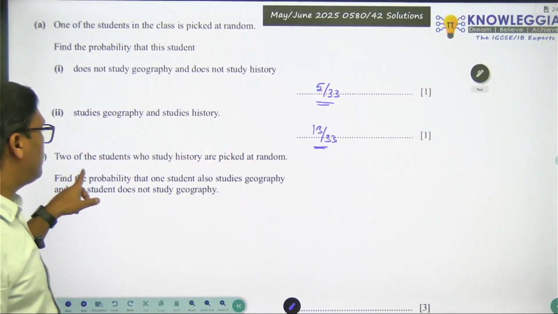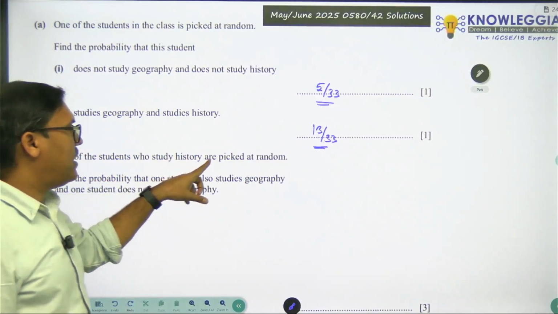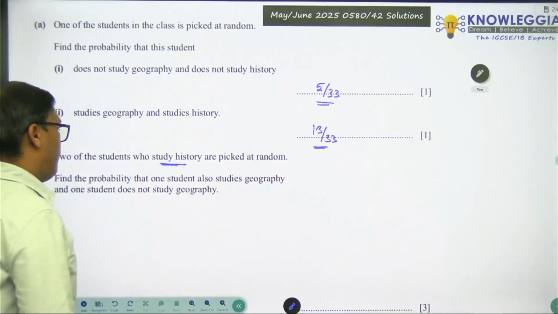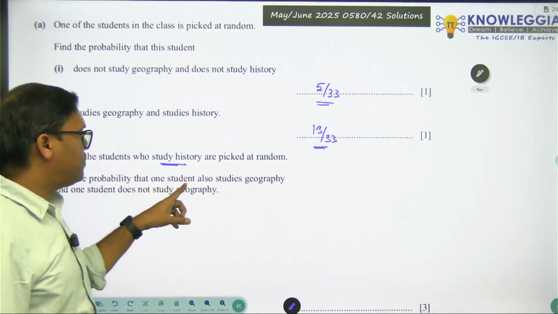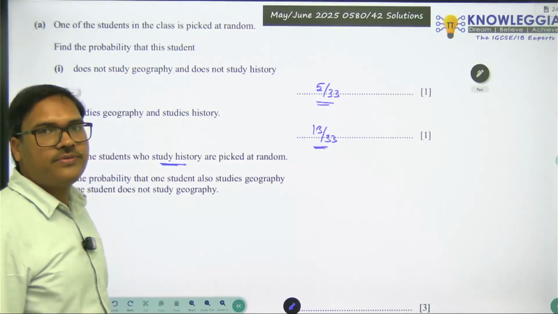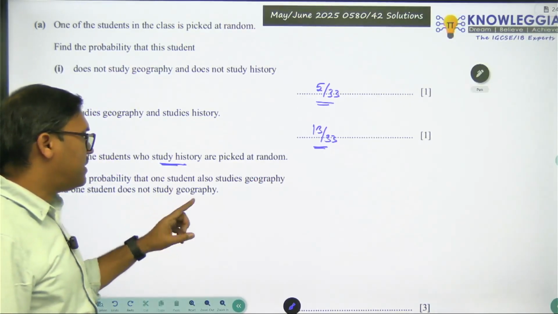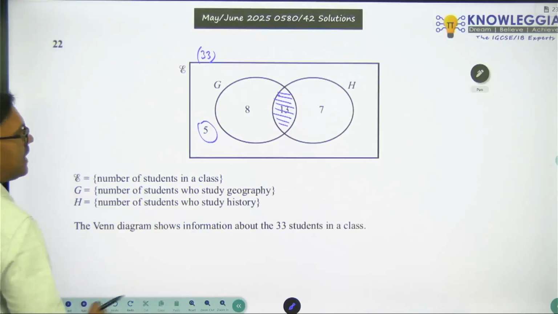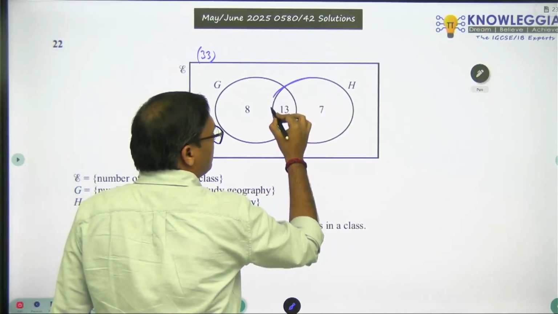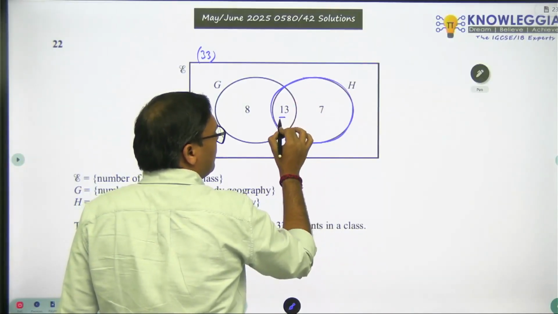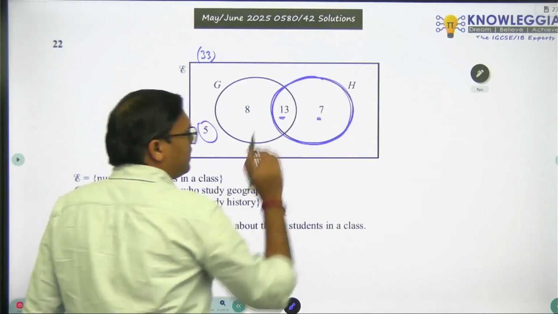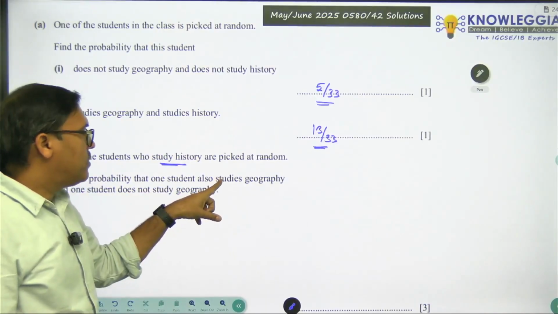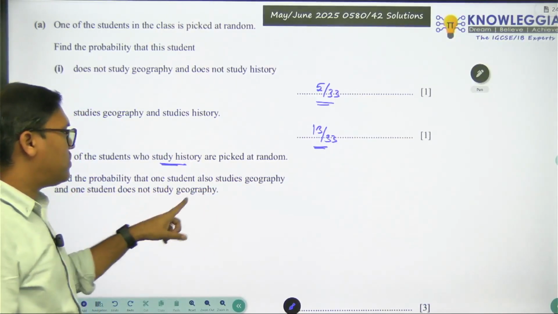Now the question is, two students who study history are picked at random. Find the probability that one student also studies geography and one student does not study geography. So the question is, two students who study history. That means you are taking the students from this sample space. So how many students are there who study history? That is 30. This is 20. Okay. Now, among this, find the probability that one student also studies geography and one student does not study geography.